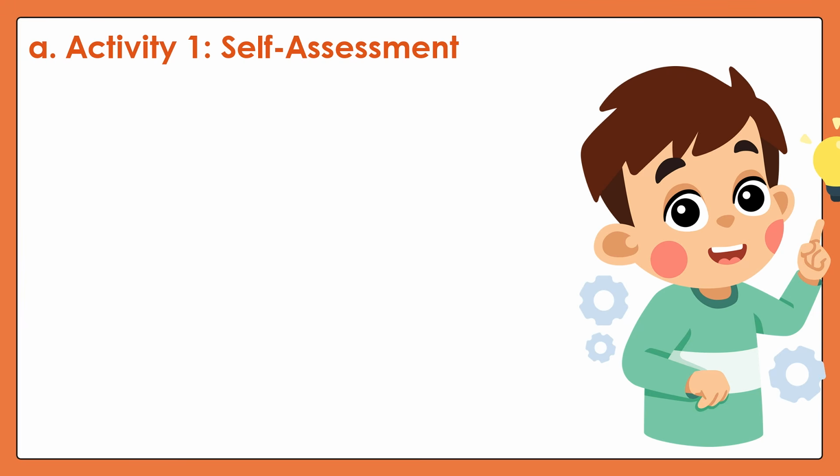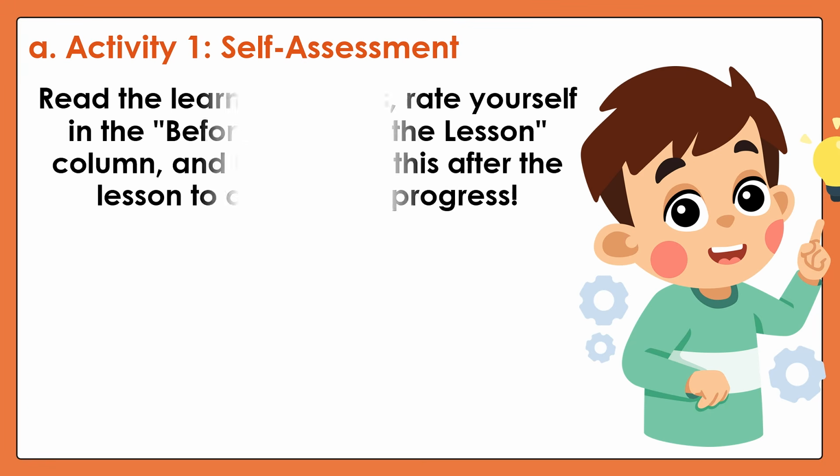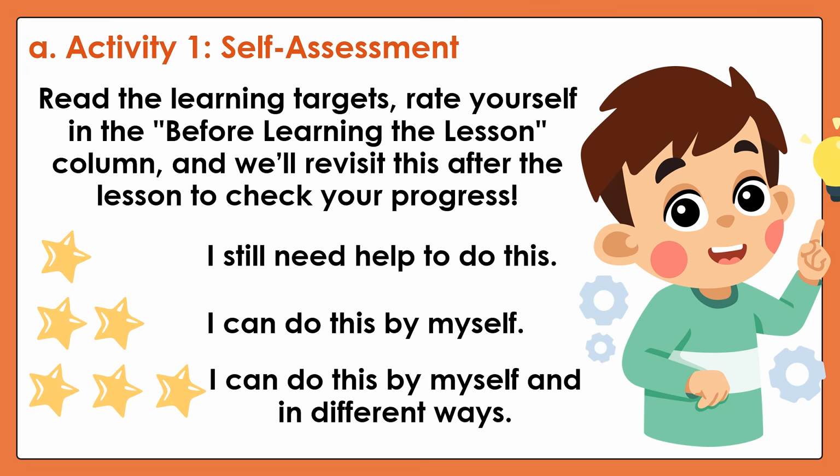Letter A, Activity 1, Self-Assessment. Read the learning targets. Rate yourself in the Before Learning the Lesson column, and we'll revisit this after the lesson to check your progress. 1 star if I still need help to do this. 2 stars if I can do this by myself. 3 stars, I can do this by myself and in different ways.